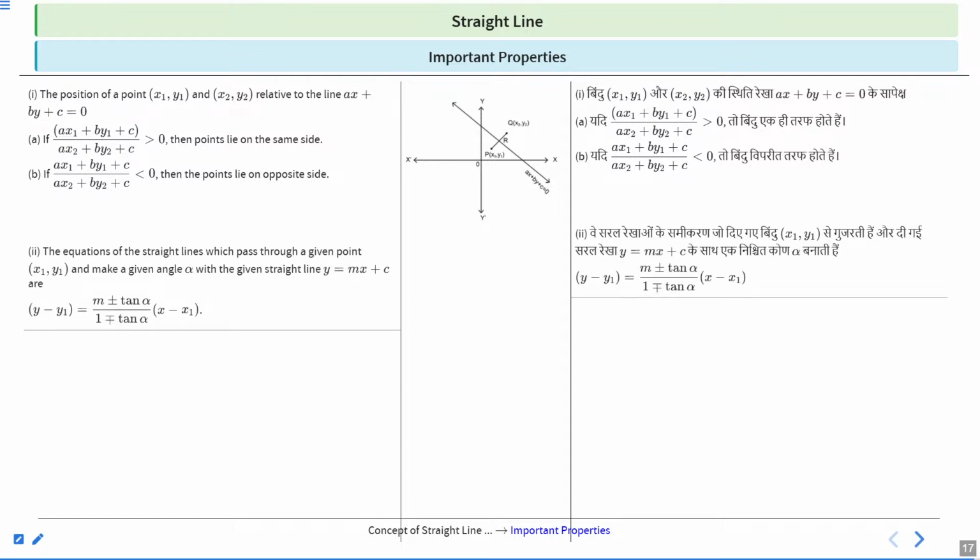Second, the equation of straight lines which pass through the given point (x1, y1) and make a given angle alpha with the given straight line y is equal to mx plus c can be calculated as y minus y1 is equal to (m plus minus tan alpha) upon (1 minus plus tan alpha) into (x minus x1). You can easily observe that if in the numerator you take plus sign, then in the denominator you will have to take negative sign, and in the numerator if you take negative sign, then in the denominator you will have to take positive sign. Clear?